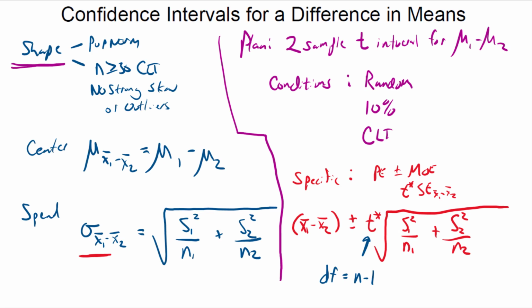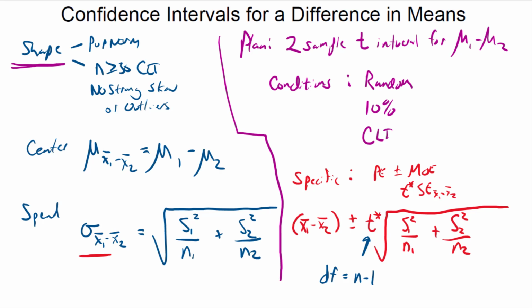All right guys, so hopefully that explained more about confidence intervals for a difference in means and understanding how to determine your shape, center, and spread. In which case also being able to label your plan for the two-sample t-interval for a difference in means. Understand your conditions: a random sample, the 10% condition is met, as well as your central limit theorem, your sample size is greater than 30. And then going on to the specific do part as far as calculating your interval overall.